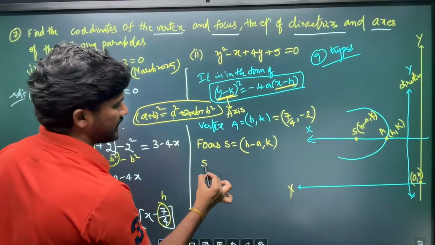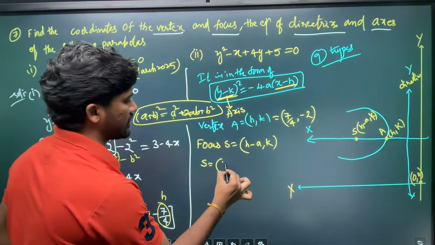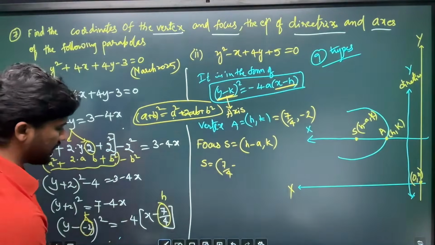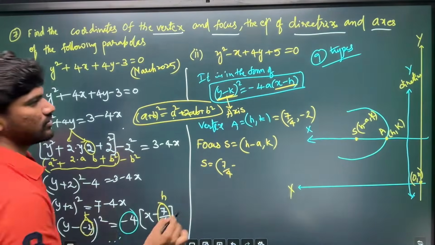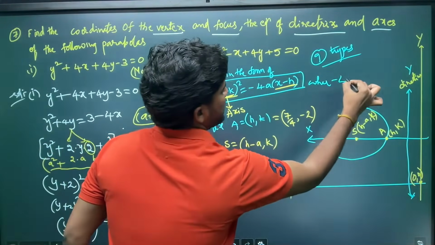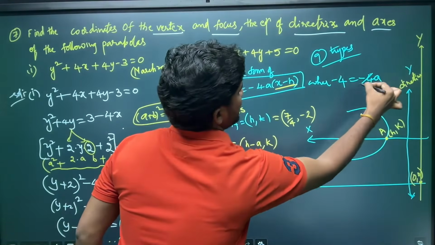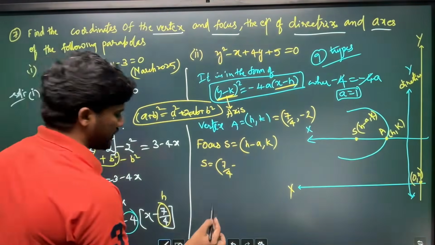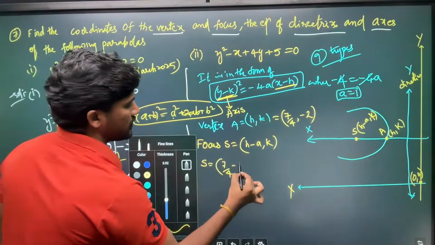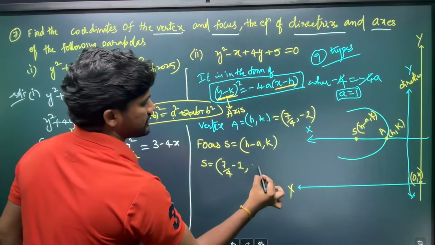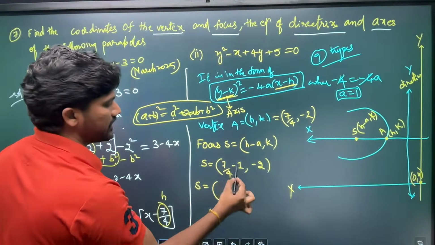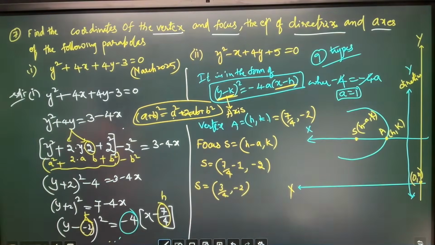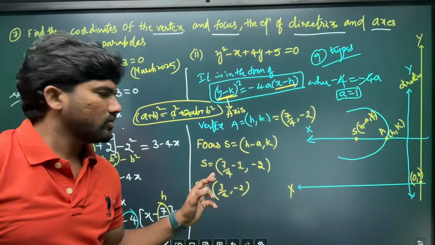Focus మనం ఏమని రాస్తామంటే h minus a comma k. What is h value ఇక్కడ మనకు 7/4 minus a value. Sir, ఇక్కడ what is a? I forgot to compare this value ma. ఇక్కడ -4 is there. So -4 is equal to -4a. So -4 cancel, a is equal to 1. So a is equal to 1 కాబట్టి you have to write that one here. And what is k value? K is equal to -2. So therefore S is equal to 7/4 minus 1, అంటే 3/4 comma -2. This is మనకు ఫోకస్ అని చెప్పేస్తాం.